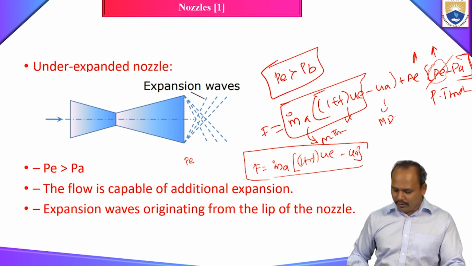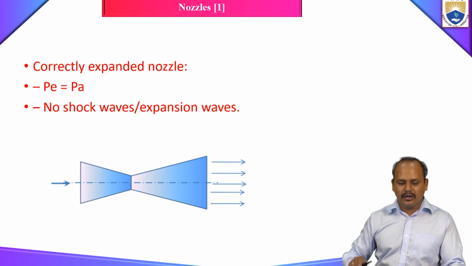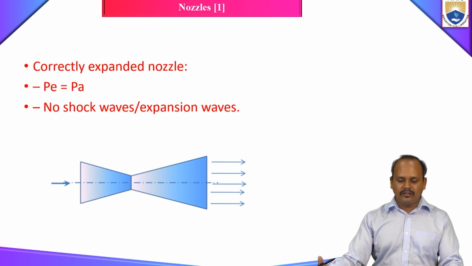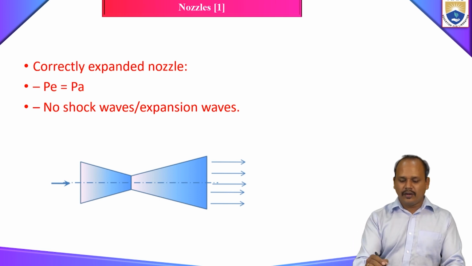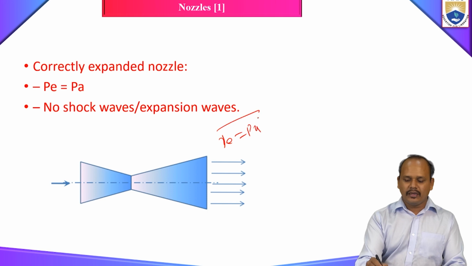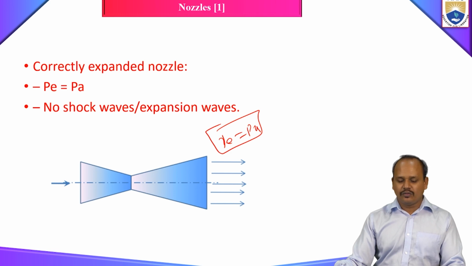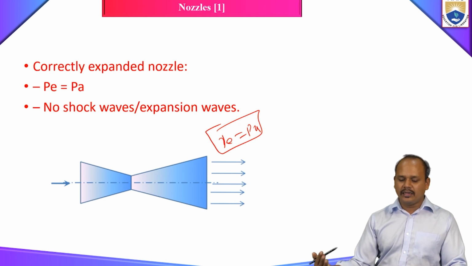Now, we have one more condition, that is correctly expanded. I already told you, for the Mach number 2 nozzle, let's say, if I give P naught as 7.82 times my PB, what will happen? All the pressure energy will be converted into kinetic energy. At the exit, you will have P equal to PA. So there won't be any shock wave or expansion wave forming at the nozzle exit. Why? Because it is already in equilibrium with your surrounding. So there is no need to either increase or decrease your pressure. So there won't be any compression wave or expansion wave forming.